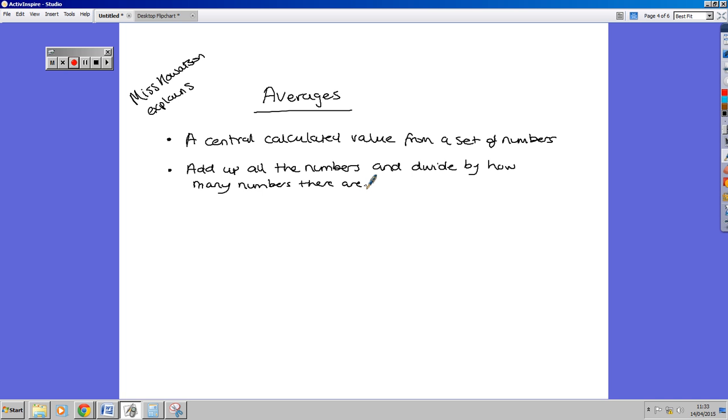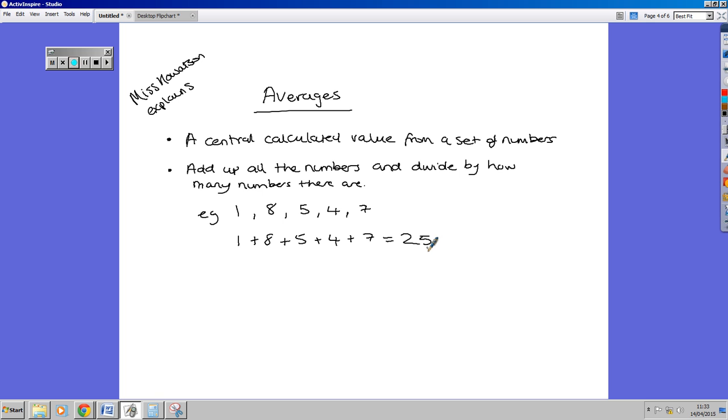So, for example, if I have a set of numbers, I've got 1, 8, 5, 4, and 7. And if I add these up, 1 plus 8 is 9, plus 5 is 14, plus 4 is 18, plus 7 is 25. So 1 plus 8 plus 5 plus 4 plus 7 equals 25.